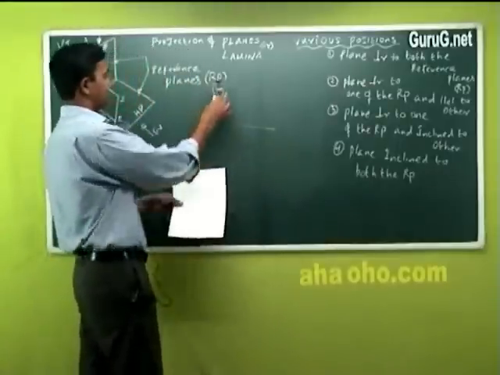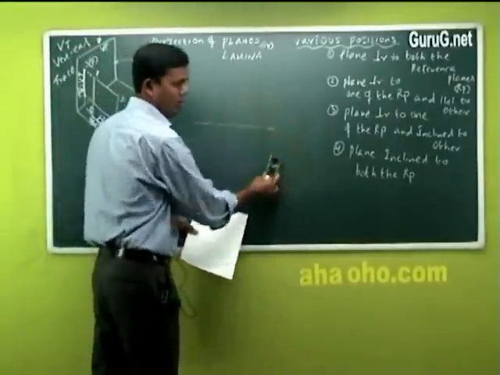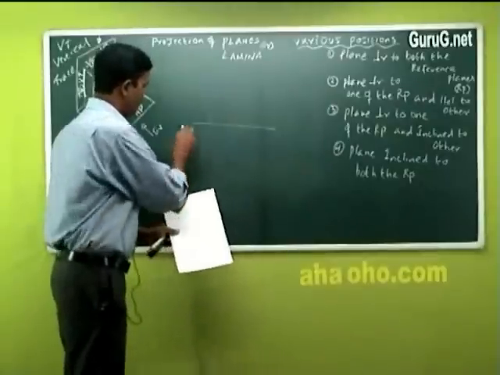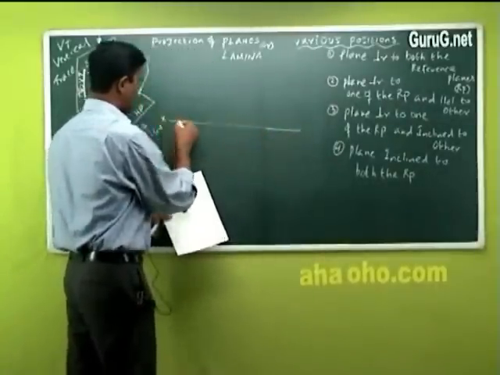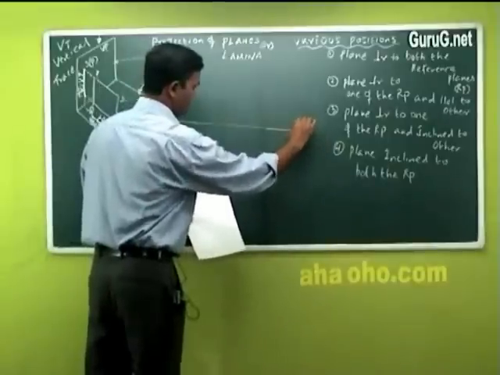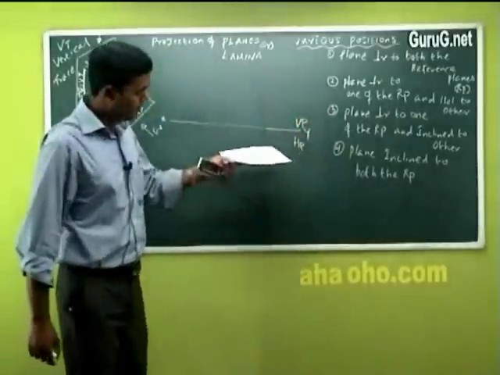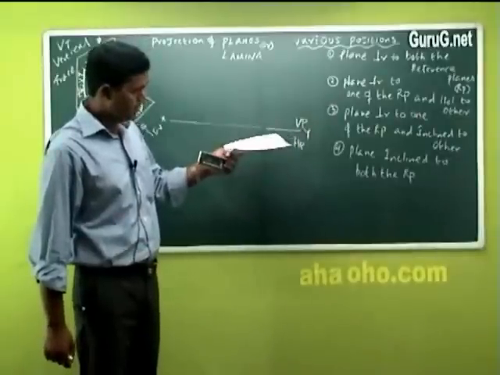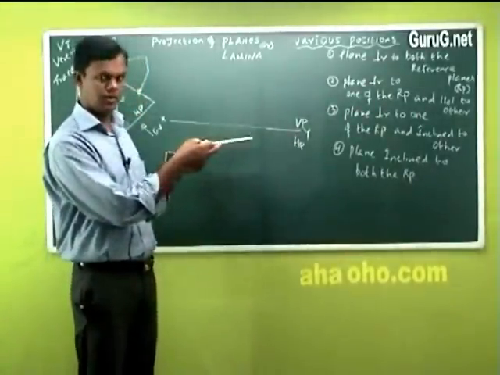I'll even clear this one so that the board is very clear for you to understand all the things. Take x and y, VP. Now the third point says plane perpendicular to one of the reference planes. Keep it as it is, perpendicular.